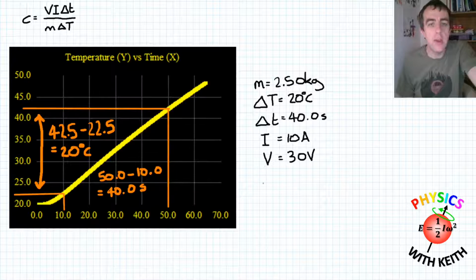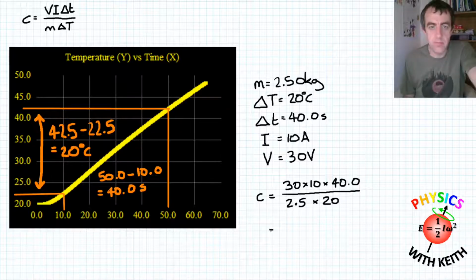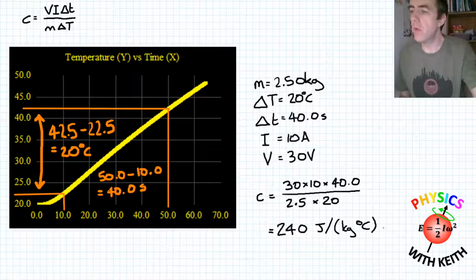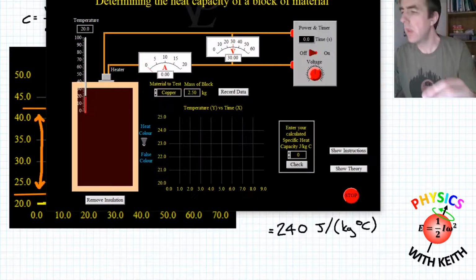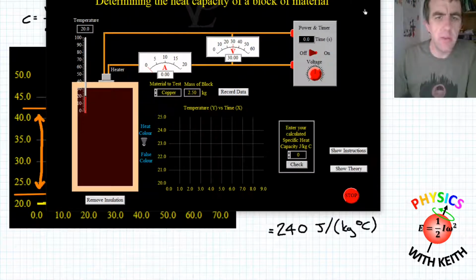Now all I have to do is plug these data into my equation. Specific heat capacity will be 30 multiplied by 10 multiplied by 40, divided by 2.5 and divided by 20 degrees Celsius. And that gives us 240 joules per kilogram per degree Celsius. That seems a little bit low to me. Well, I think it should be nearer to 390, maybe 385 or something. So I'm not convinced this has given me the right answers.